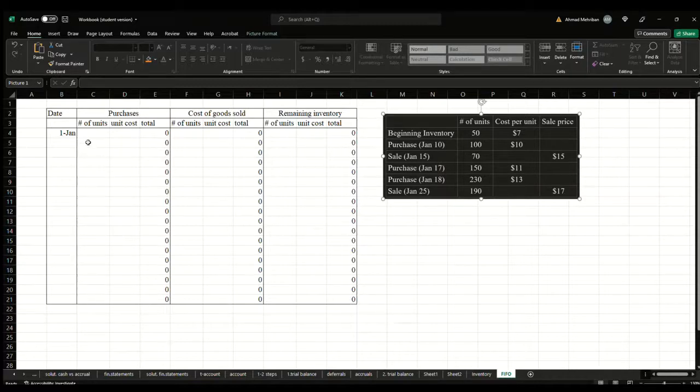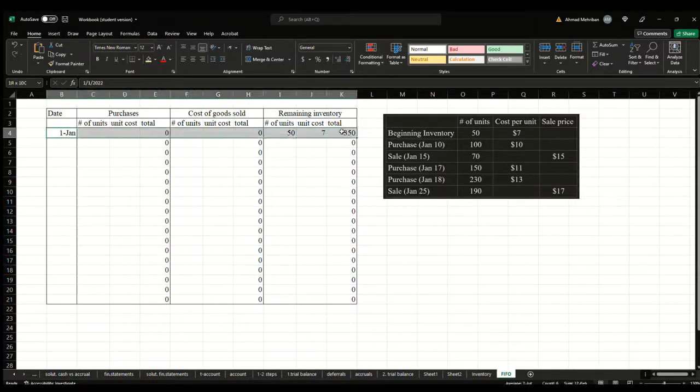Now, what we have here is an Excel table that helps me calculate all of the total costs using the formulas provided by Excel. We have the date January 1st. Beginning inventory in our case is 50. We didn't purchase it. It was our remaining inventory of 50 units. Unit cost is 7, so 50 multiplied by 7 gives us $350 of total inventory remaining on our balances. So that's the very first one.